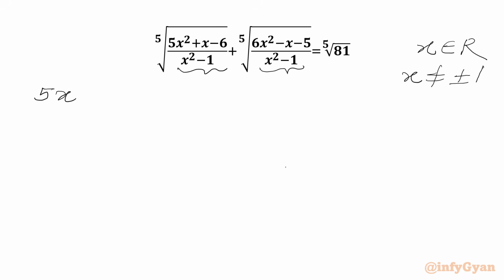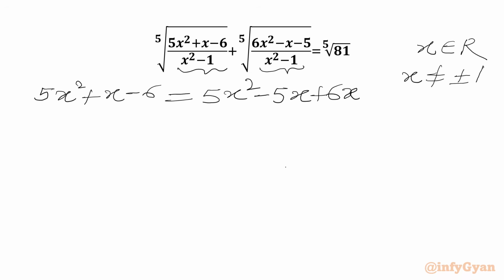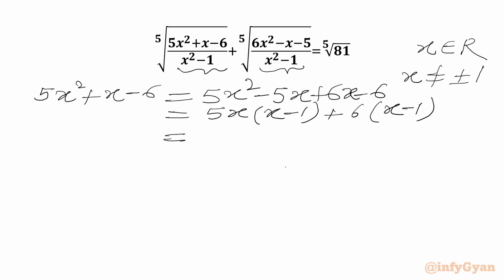So if I write here 5x square plus x minus 6, let's factorize this. We will write 5x square, and plus x can be written as minus 5x plus 6x, then we have minus 6. Now we can take 5x common from the first two terms, so in the bracket we need to write x minus 1. 6 common from the last two terms, we are going to write x minus 1 once again. So our factorization would be 5x plus 6 times x minus 1.